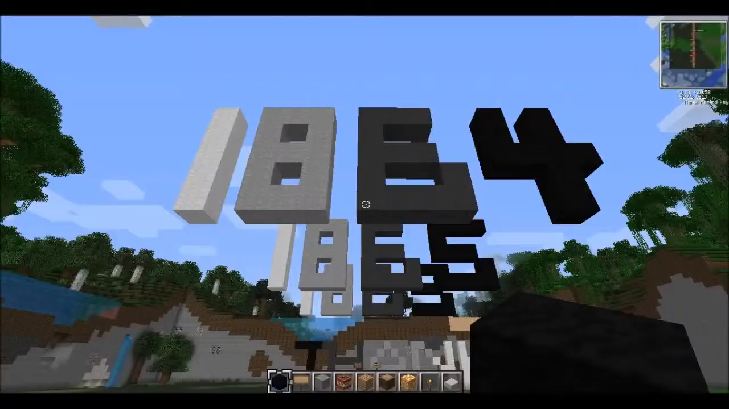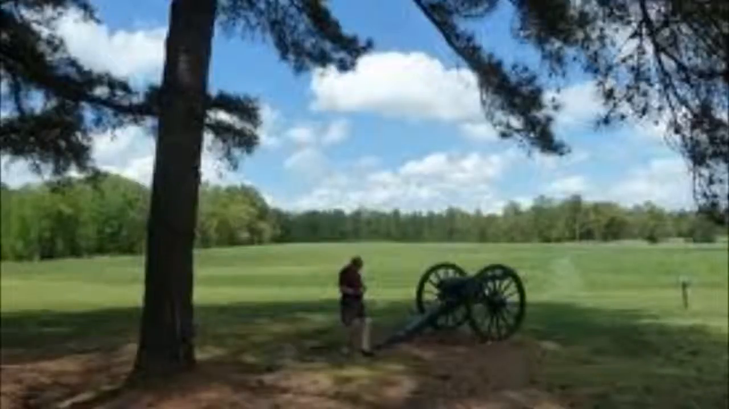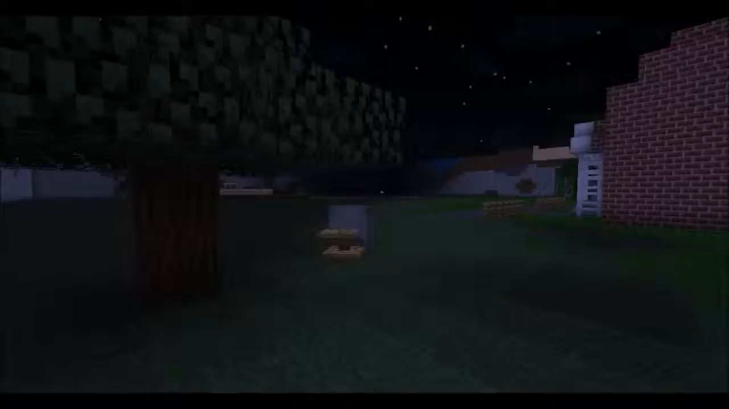We are now on 1864, where we go to the Battle of Cold Harbor. The Battle of Cold Harbor was fought from May 31st to June 12, 1864, and is remembered as one of American history's bloodiest and most lopsided battles. This area besides the building seems to sum up the photograph I just showed you.